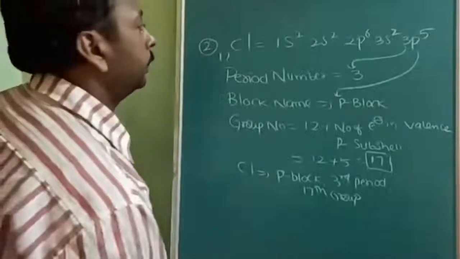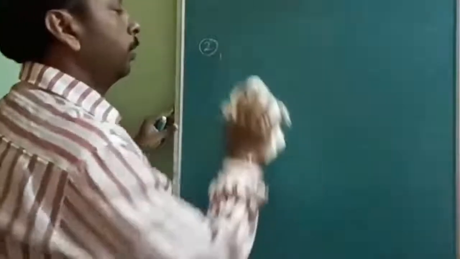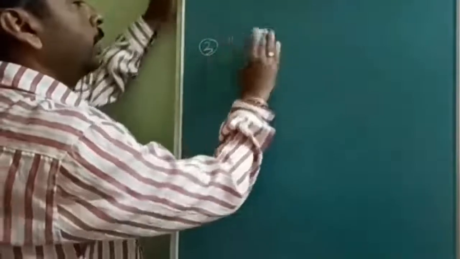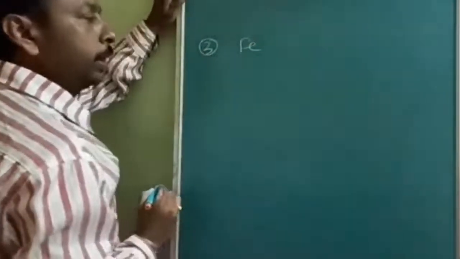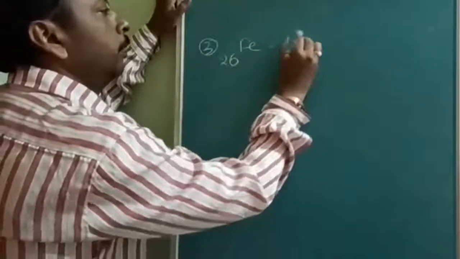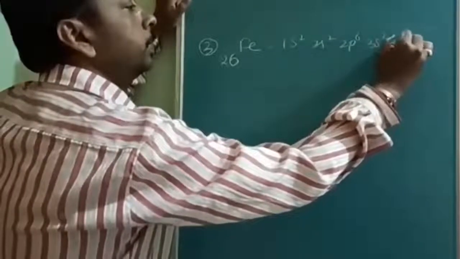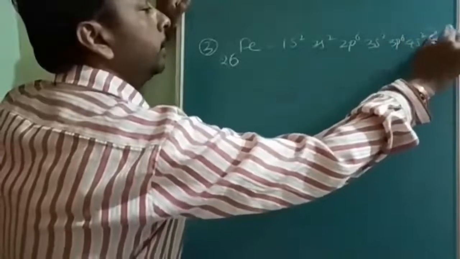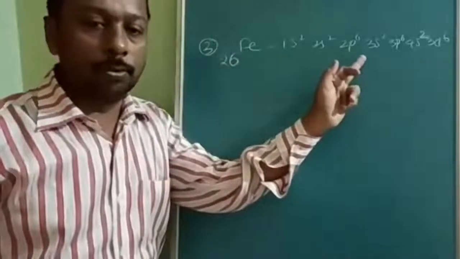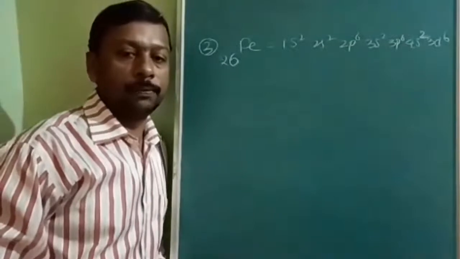So we have seen the examples from the S block, then the P block. Now it's turn for the D block. In the D block, I will take iron. Iron's atomic number is 26. Its configuration is 1s2, 2s2, 2p6, 3s2, 3p6, 4s2 and 3d6. Okay, this is the configuration of iron.